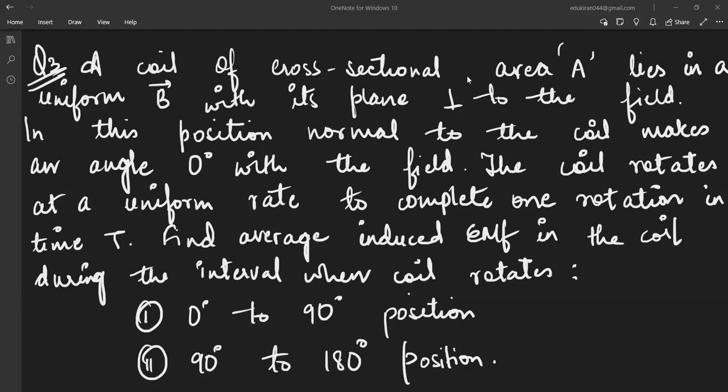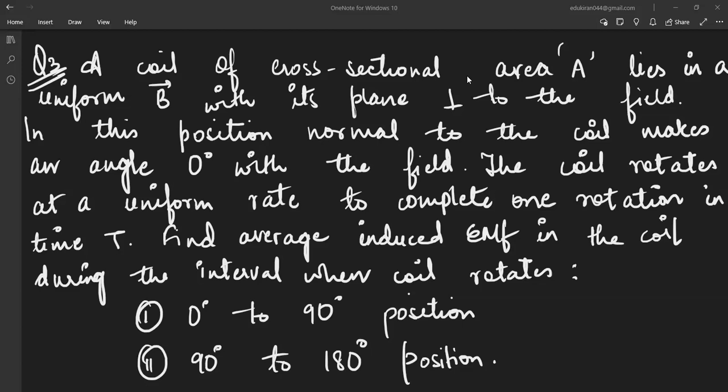All right. See, this question says that a coil of cross-sectional area A lies in a uniform magnetic field B with its plane perpendicular to the field. Now see, in this position, normal to the coil makes an angle 0° with the field. What do we require in our angle? Whenever we consider the angle, we require the normal, that is the area vector which we consider. So normal to the coil makes an angle 0 degree with the field. Coil rotates at a uniform rate to complete one rotation in time t. You have to find out the average induced EMF in the coil during the interval when coil rotates.